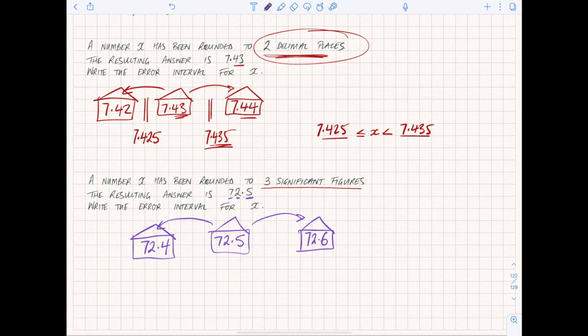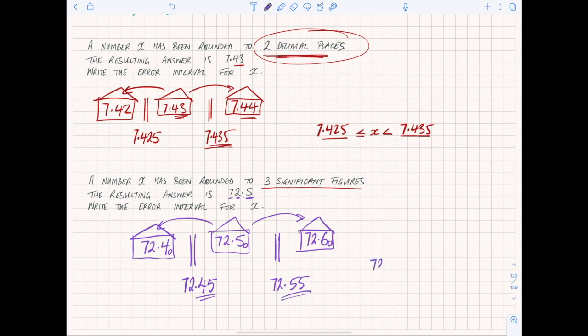Okay, so again, going in the middle, this becomes 72 point, and then we're going to go 4, 5, because that's effectively, if you think about it, like 40, 50, and 60. Then we've got 72.55. So they are my 2 error intervals.